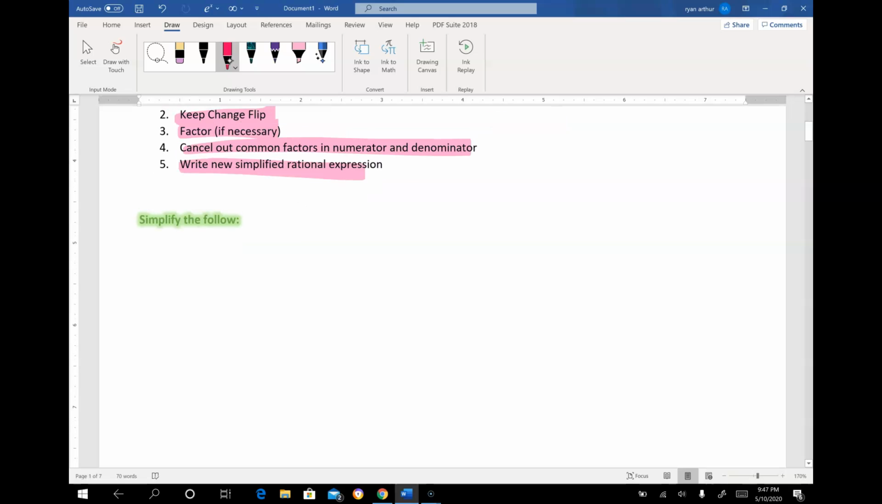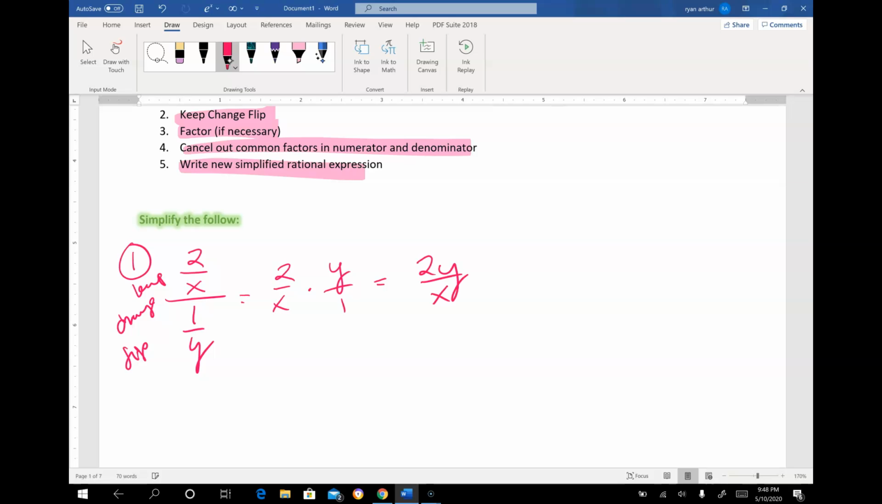Let's do one. The one you previously have seen, we did something similar to it. They're both expressed as a single fraction, so it's going to be 2 over x times y over 1. We did the keep, change, flip. Now we can't cancel any factors. We don't have any, so it's 2y over x.